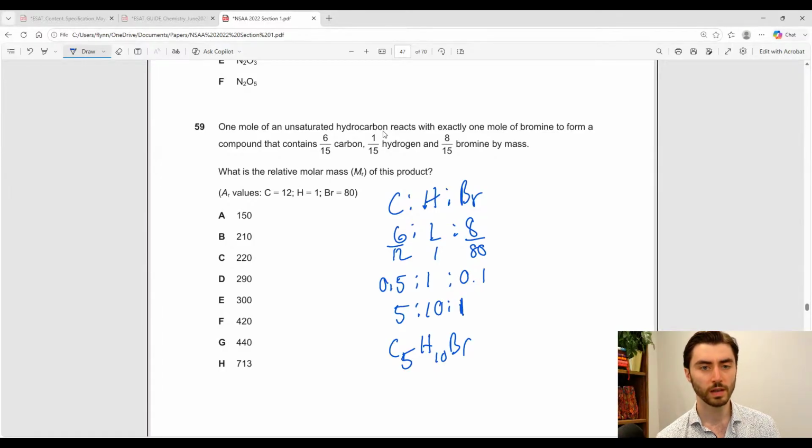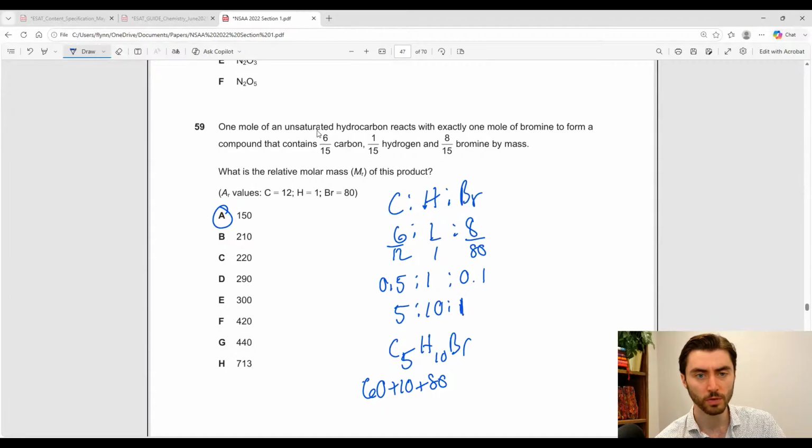And I know that if it reacts with 1 mole, there's going to be... Well, let's just... I think it should be fine to do it for this one. So that's going to be 60 plus 10 plus 80 is 150. No, that's not possible.